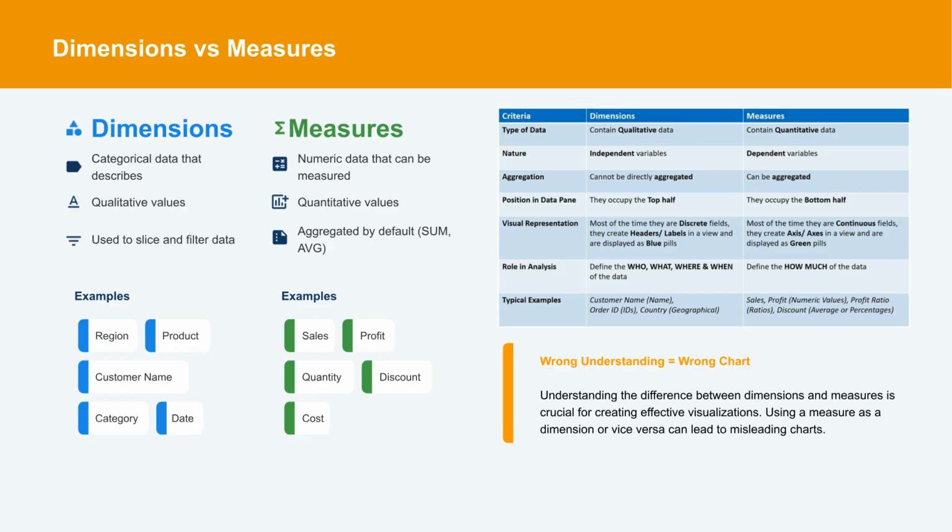Dimensions are qualitative, categorical data used to slice and filter, like region or product. Measures are quantitative, numeric data that are typically aggregated, such as sales or profit. A wrong understanding leads to a wrong chart.